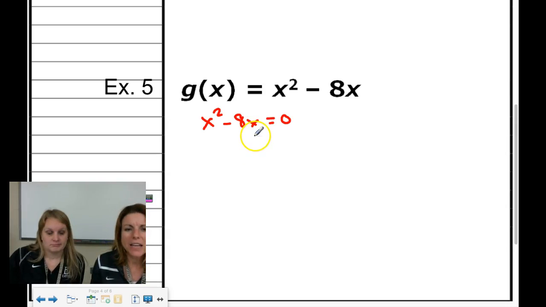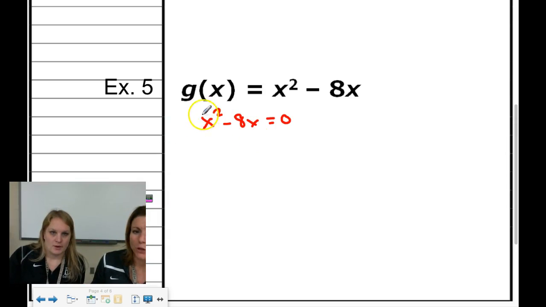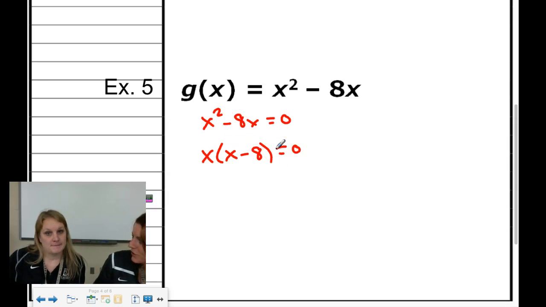A lot of times when you have a binomial, you're going to have x as your greatest common factor. So we're going to factor out an x right now. We write x down below, and in parentheses, what's left over? Well, x times x gives me my x squared, and x times a negative 8 would give me that 8x. We're done. It's factored. That's it.